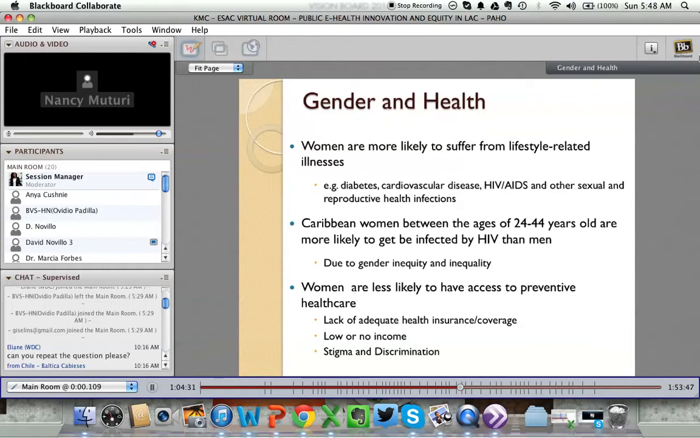Women are also less likely to have access to preventive health care. And again, this comes back to income, access to insurance, and also stigma and discrimination. Next slide.